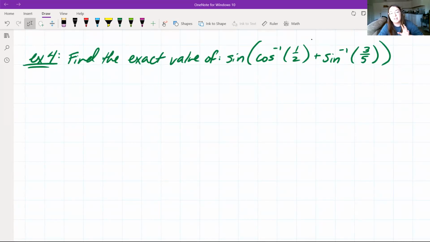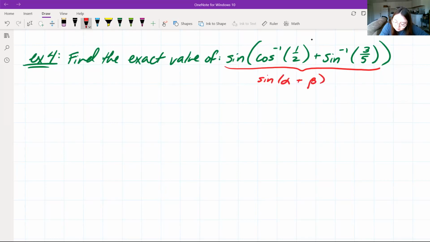So we definitely see that there is a sum going on, but it's going to be a little bit on the confusing side. So let's begin by breaking this down a little bit. We know that this is going to look something like sine of alpha plus beta. So first thing we want to do is we're going to let alpha equal cosine inverse of 1/2. We're going to let beta be sine inverse of 3/5.